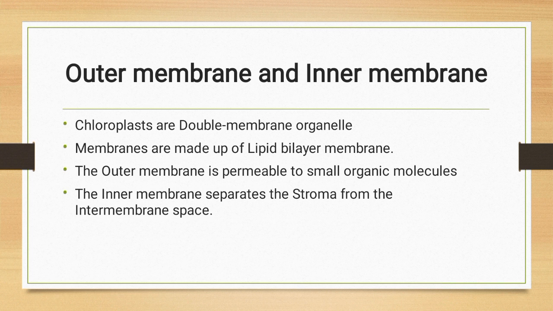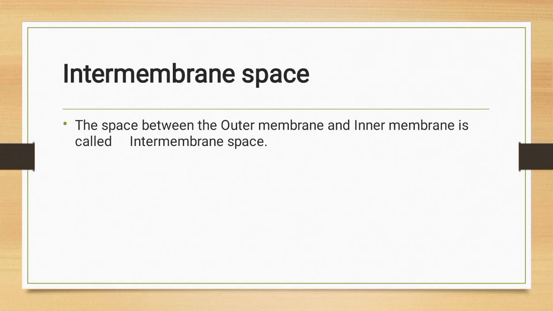Both outer and inner membrane are made up of lipid bilayer membrane. The outer membrane is permeable to small organic molecules as compared to the inner membrane. The inner membrane separates the stroma from the intermembrane space. Next is intermembrane space. The space between the outer membrane and the inner membrane of the chloroplast is called the intermembrane space.